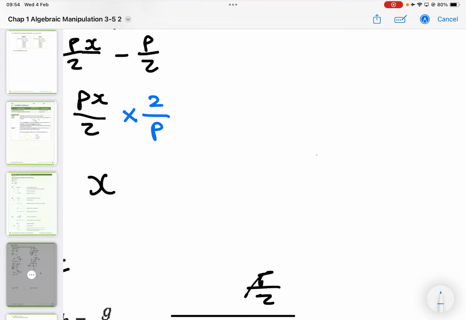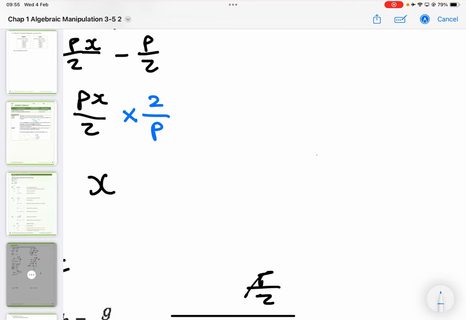Is this the answer? Yes, it can be like that. But don't need to cancel. But like that doesn't look nice. All these don't look nice. Later I show you how to make it look nicer. Where is my laser pointer? Oh, it's on my left hand.